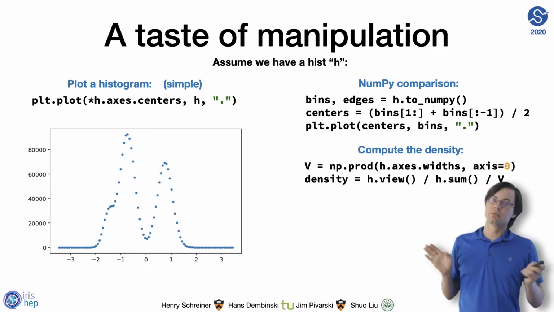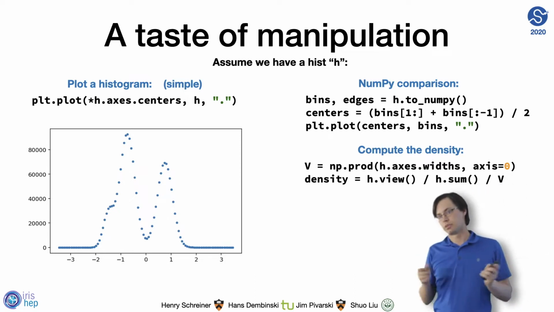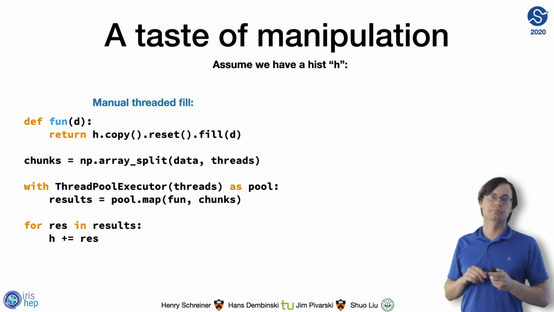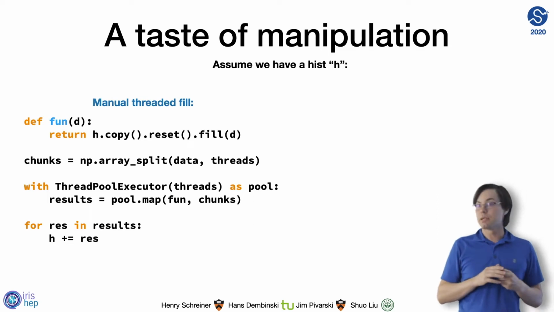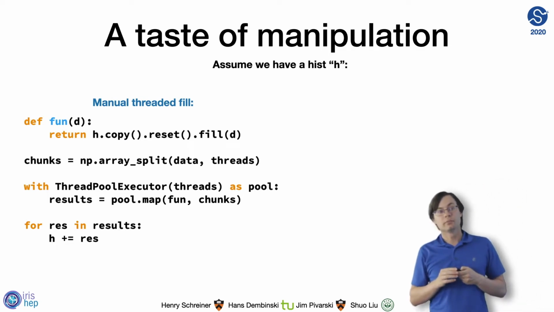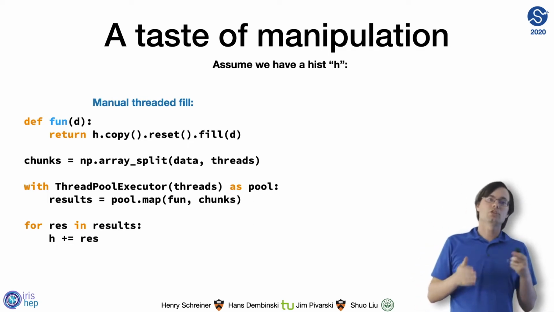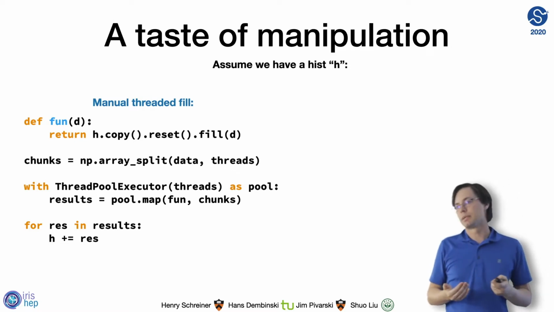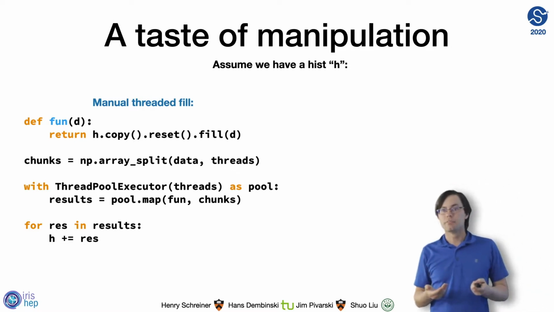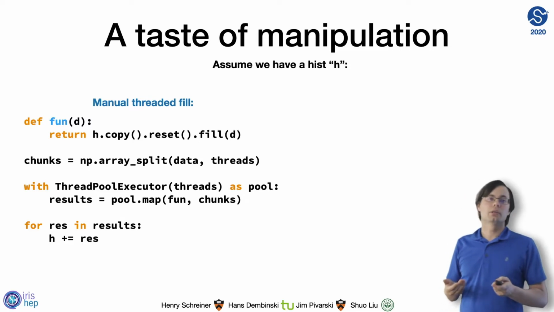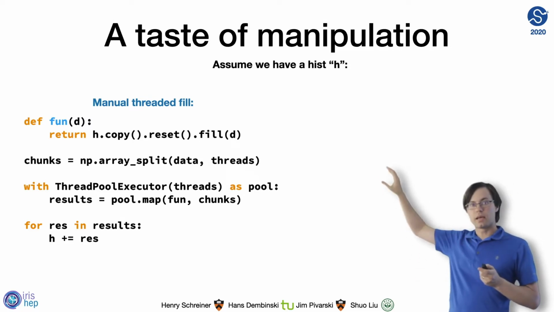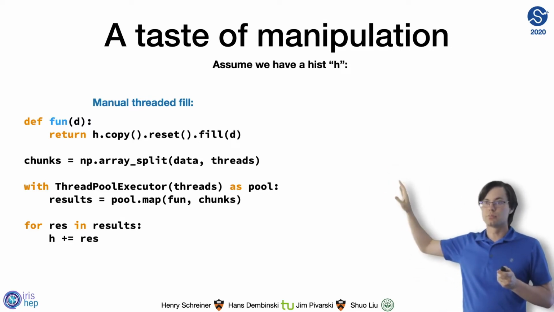And this works for any number of dimensions, a one-dimensional histogram or a 10-dimensional histogram. This will give you the density. Here's another example. It's probably the longest code snippet I'll be showing today, but it just shows you that doing something relatively complex, like doing a threaded fill, is actually not that hard. You just write out the operations in terms of the histogram itself.